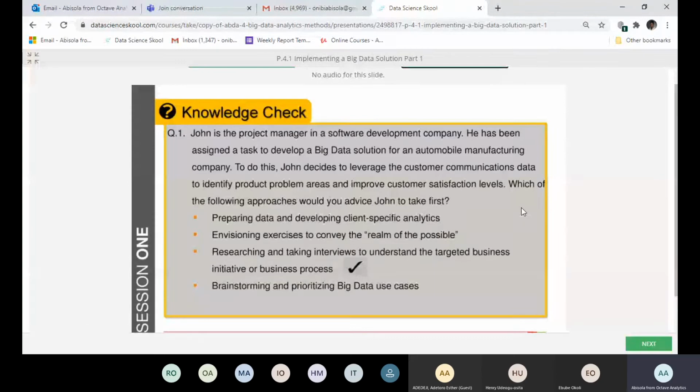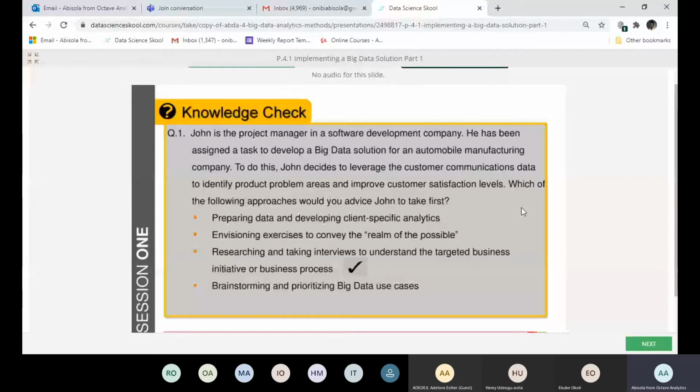So he's a project manager. He was assigned the task to develop a big data solution, right? So he's the one developing the big data solution for the automobile company. So now he wants to use the customer's communication data to identify the product's problem areas and improve customer satisfaction levels. But what should he do first?